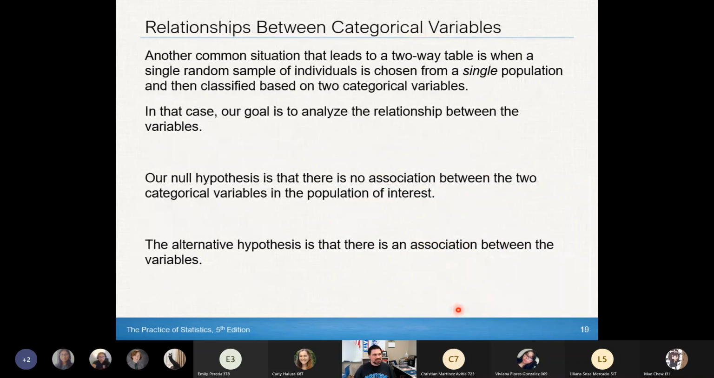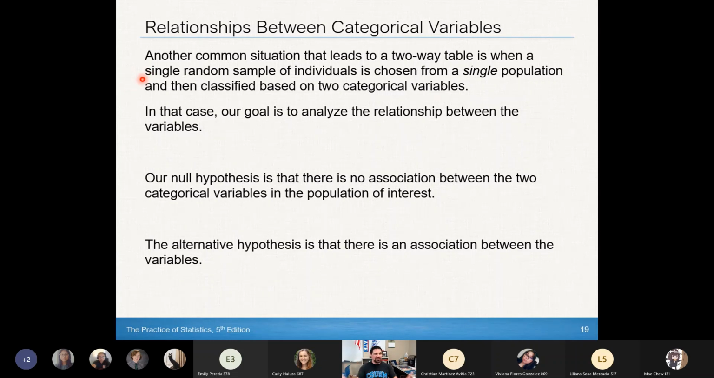So when we get to relationships between categorical variables, this will be chi-square tests for independence, right? This is when we're checking for an association. Another common situation that leads to a two-way table is when a single random sample of individuals is chosen from a single population and then classified based on 2 categorical variables.